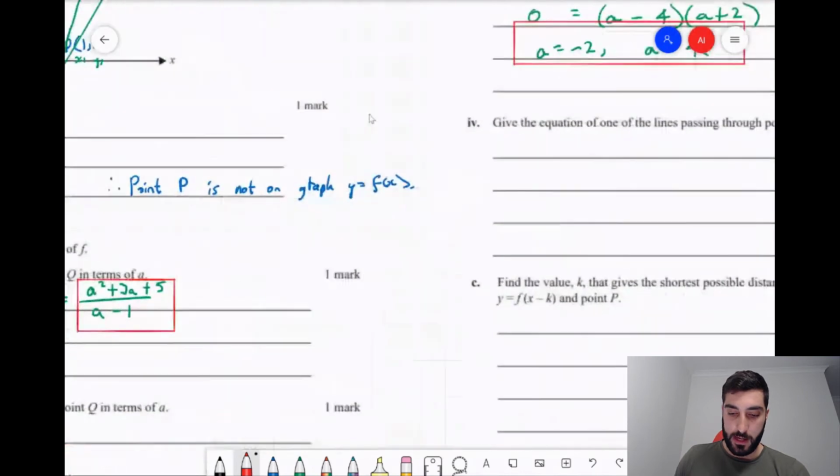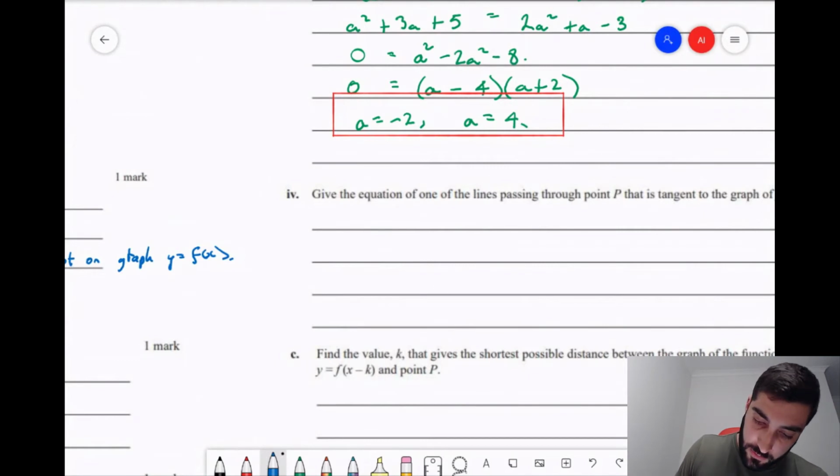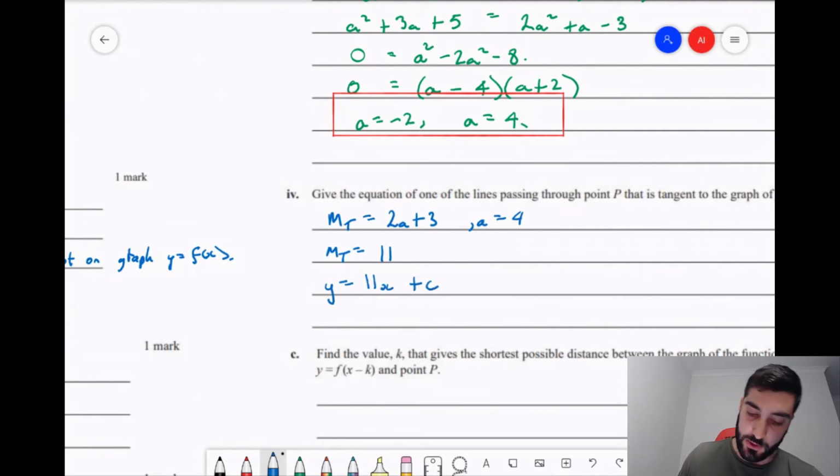So I'm going to use that and sub in the positive value of a, because I think it's a little bit easier dealing with positive numbers. So we've got the gradient of the tangent is equal to 2a plus 3, where a is equal to 4. Therefore the gradient of the tangent is equal to 8 plus 3, which is 11. So far we know y is equal to 11x plus c, just using the y equals mx plus c standard form. Next we have to work out c.